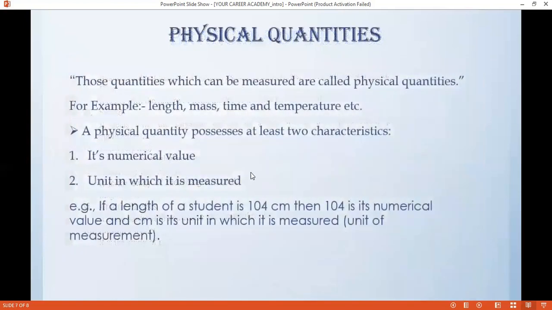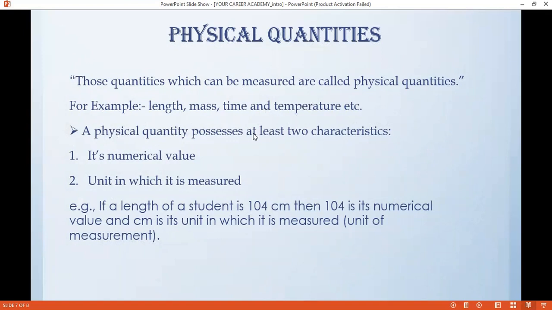We will discuss the physical quantities. Physical quantities are those quantities which can be measured. For example, these quantities are length, mass, time, and temperature. If you want to measure the length of some object, then it is a measurable quantity.